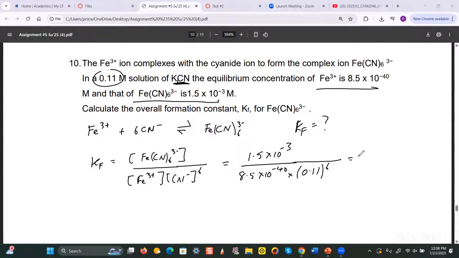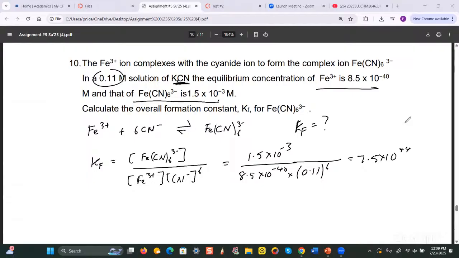So 1.5 times 10 to the minus 3 divided by 8.5 times 10 to the minus 40 times 0.11 raised to the 6. And according to my calculations, I got 7.5 times 10 to the 44. And that's basically how that is done.